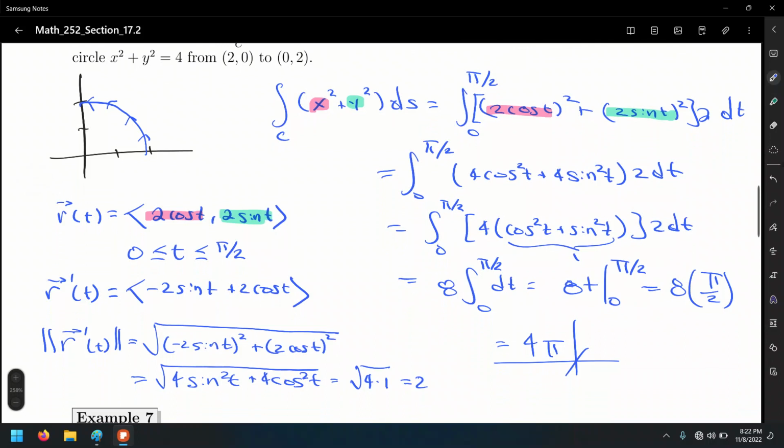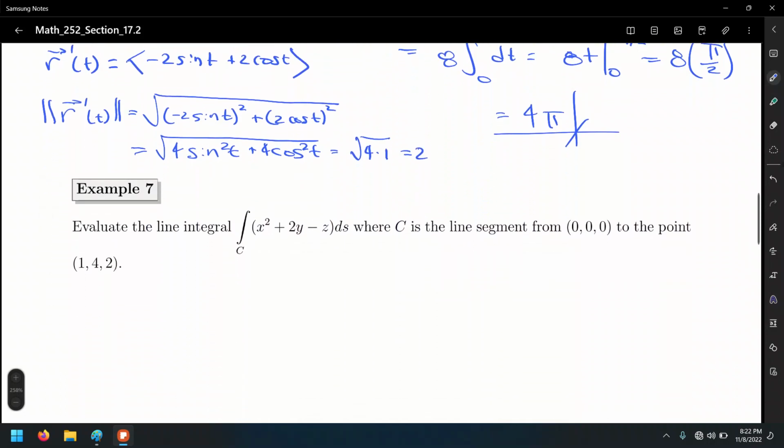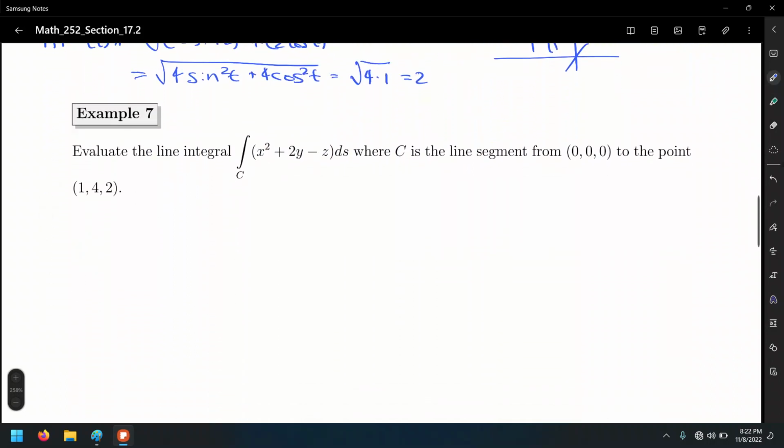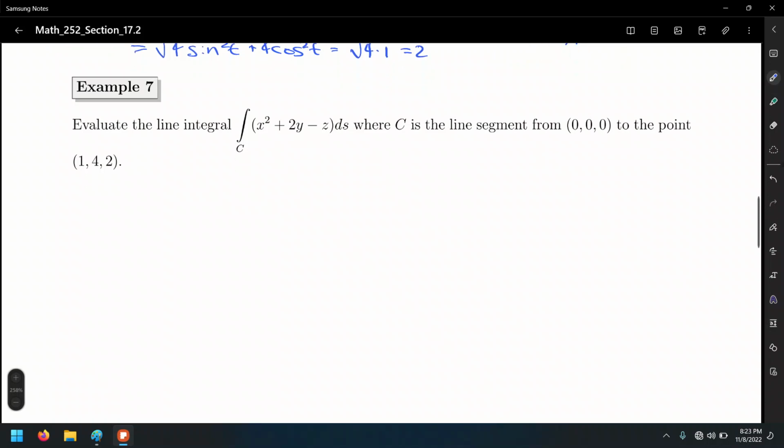All right. What's next? Oh yes, the next one, example number 7. Evaluate the line integral of x squared plus 2y minus z, where C is the line segment from the origin to the point 1, 4, 2. Well, in this case, they're not giving us any r of t. They're giving us the initial point and the terminal point of a line segment. But we already reviewed how to get the parametric equations of a linear function given the 2 points.